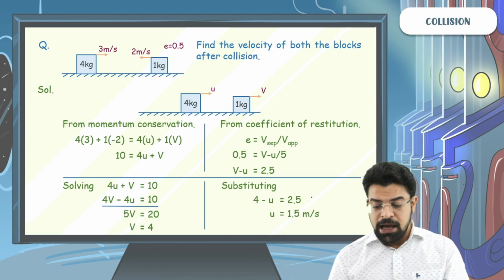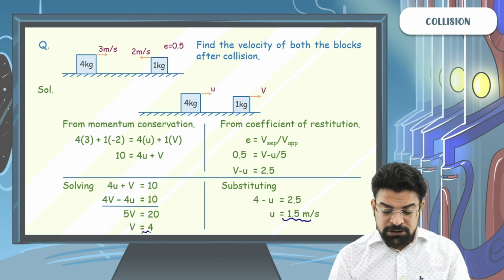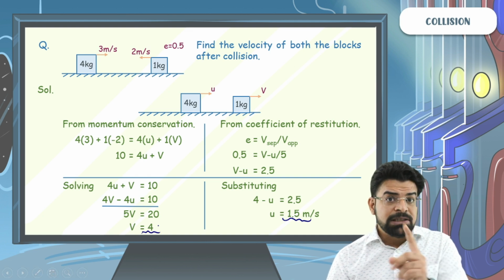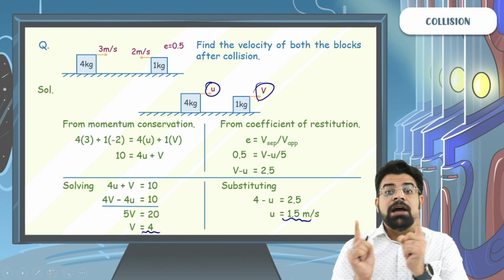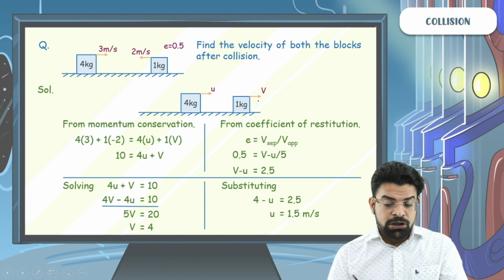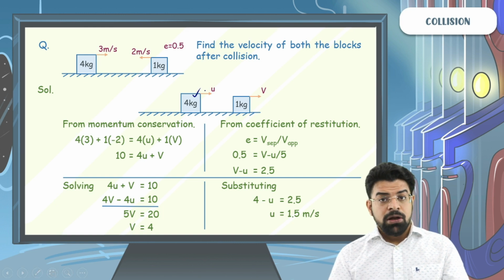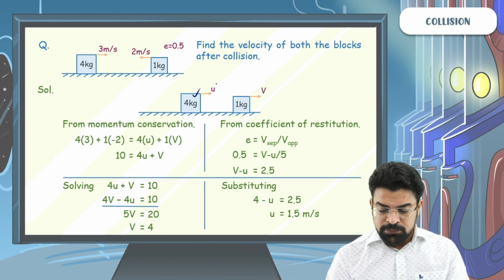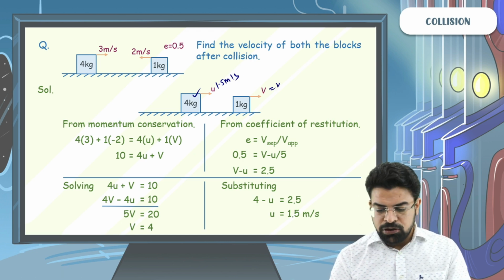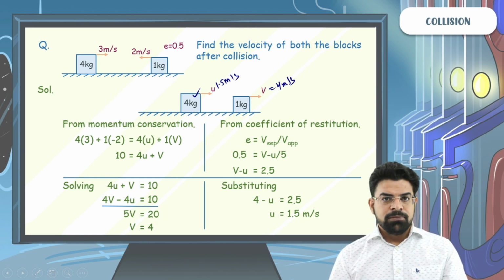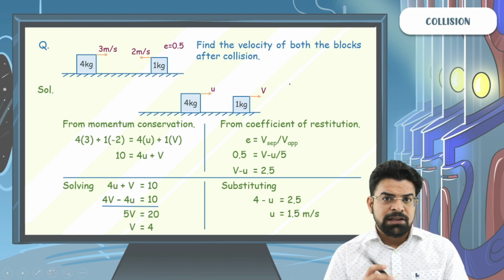Now since I have got both u as well as v as positive, it means that the direction which I chose is right. Otherwise I would have got a negative answer. So the block of mass 4 kg will keep on moving towards right with a speed of 1.5 meter per second, and the block of mass 1 kg will also move towards right with a velocity of 4 meter per second. Okay, let's practice another question of same type.